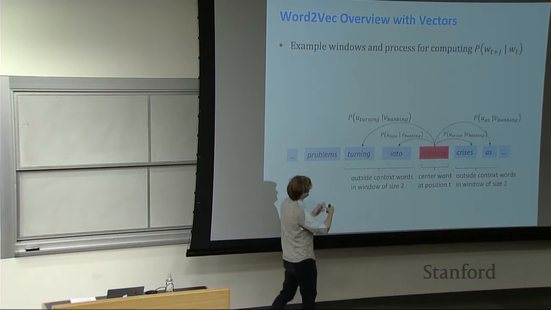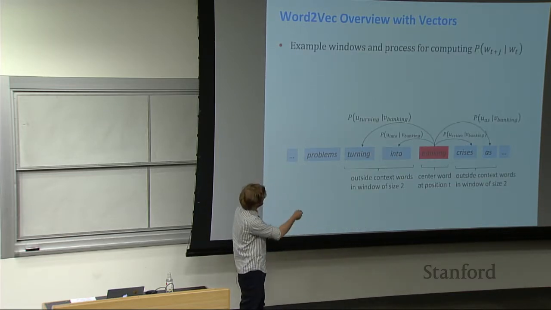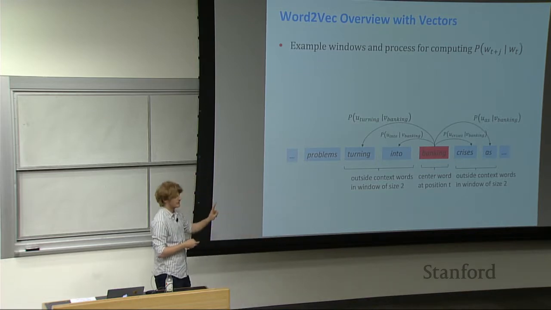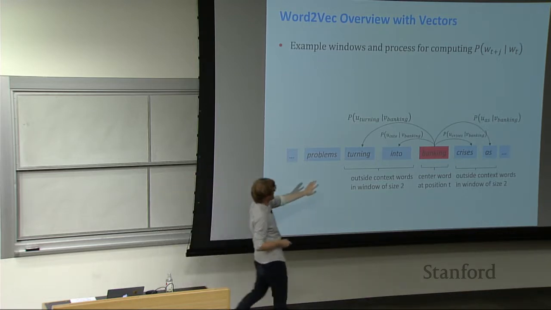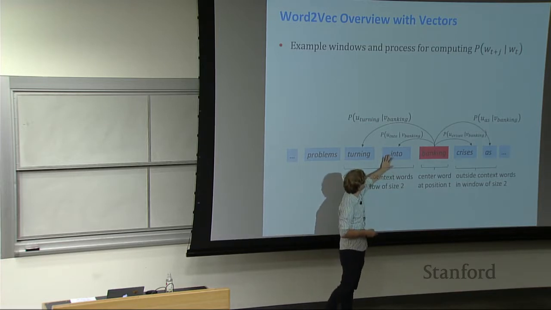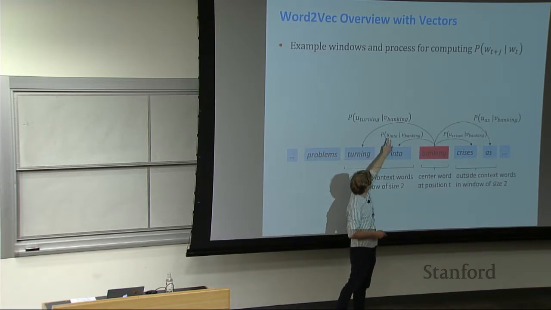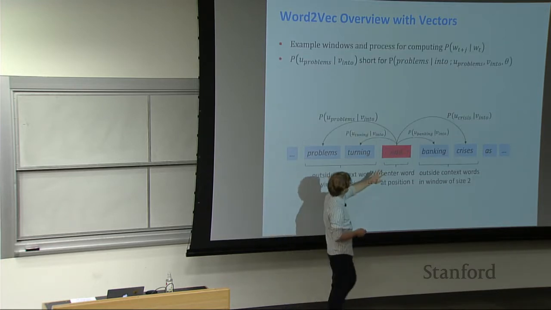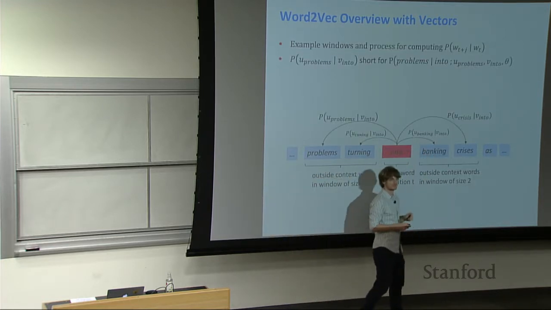Now, if we move one to the right, now we'll look at V for "banking," and we'll actually have U here for "into." Right? So "into" has, as you just saw, two vector representations. In this case here, it's used as an outside or context word, and so we optimize over U, and here it's the center word, so we have V.